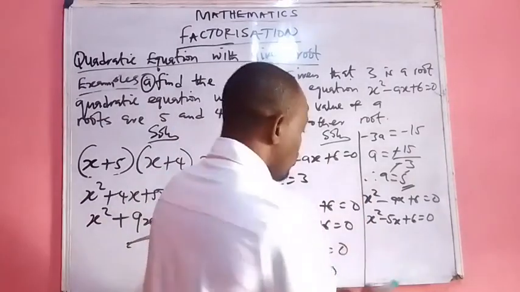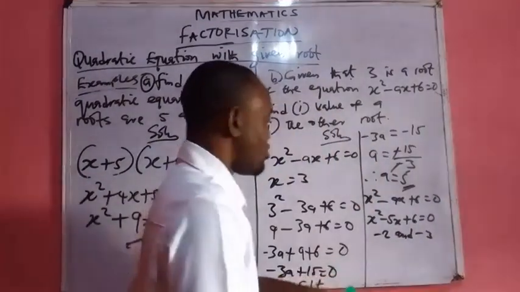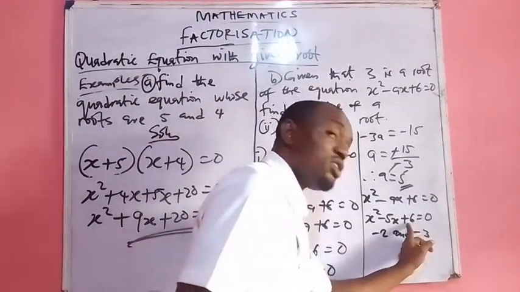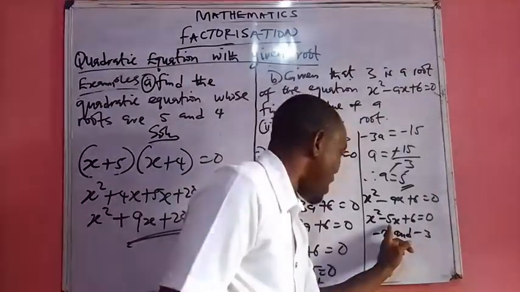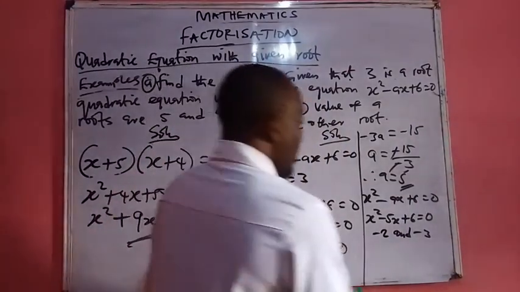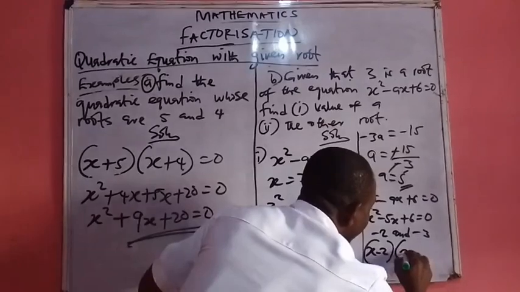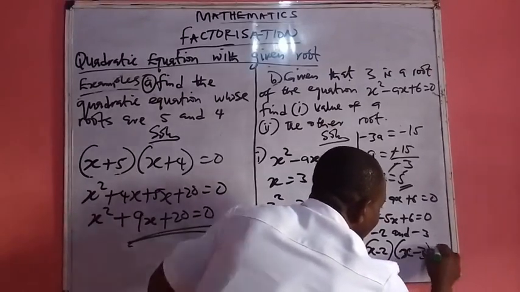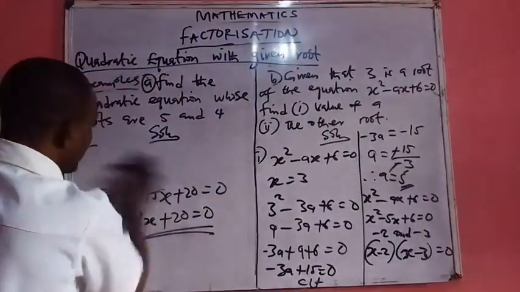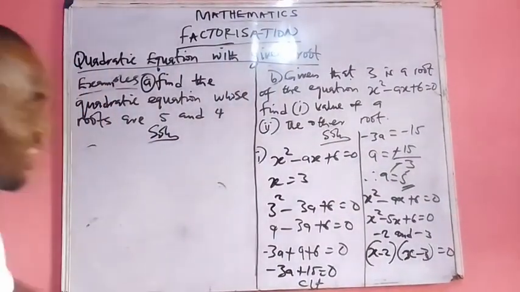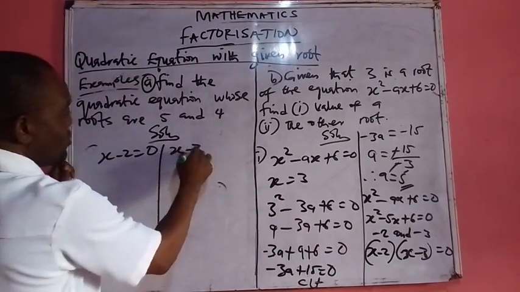The numbers are minus 2 and minus 3. Minus 2 times minus 3 will give us plus 6. Minus 2 plus minus 3 will give us minus 5. So from here now, we'll have (x minus 2), open bracket, (x minus 3) close bracket equal to 0. So we say x minus 2 equal to 0, then the other one, x minus 3 is equal to 0.